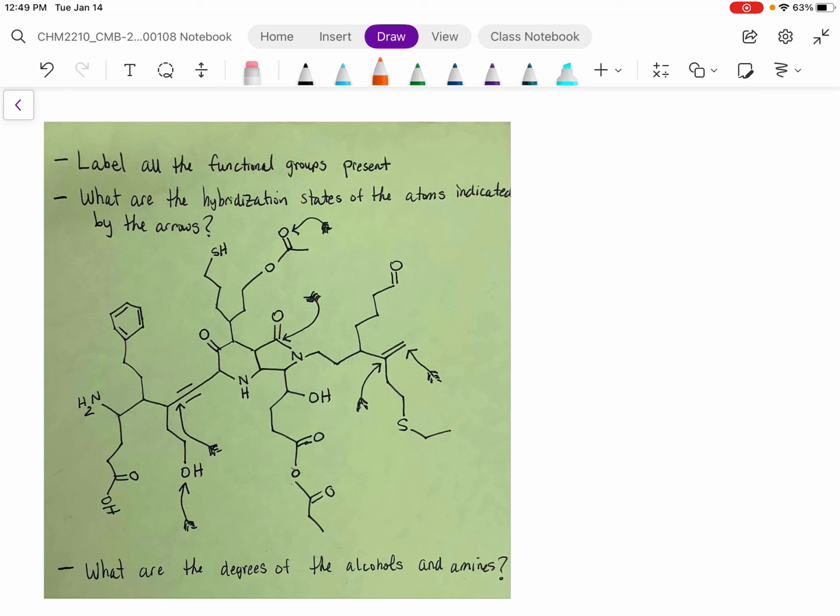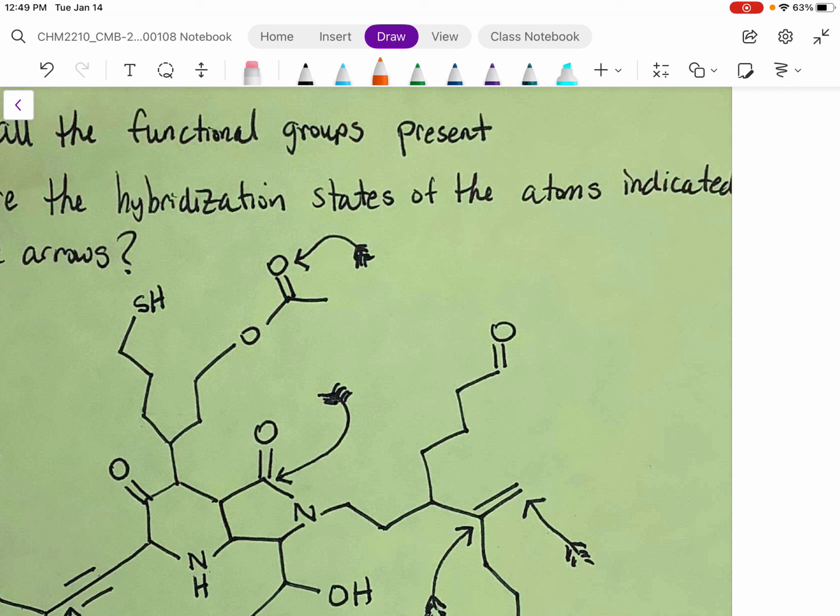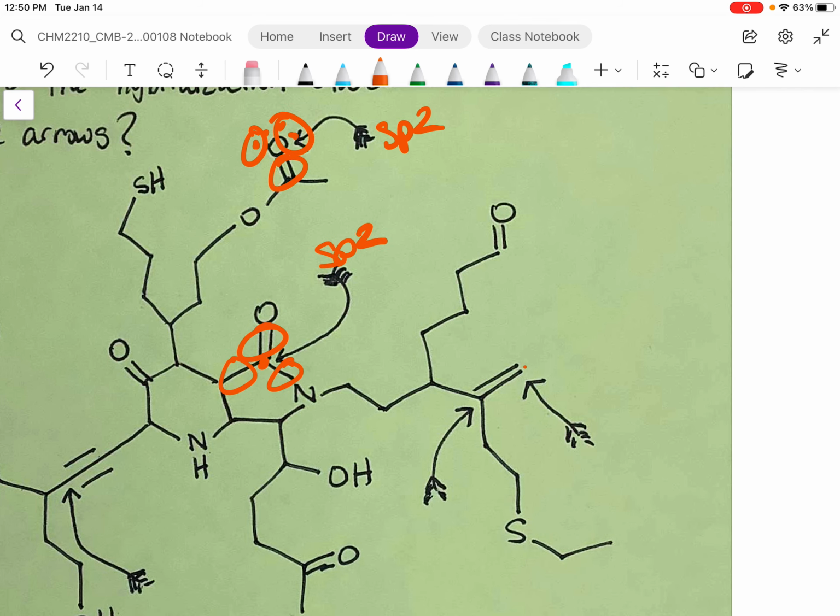Okay, then what are the hybridization states? Let's see, what's the hybridization state of this oxygen right here? sp2, because we have 1, 2, 3 groups around it. That makes it sp2. This carbon right here, how many electron groups are attached to it? 1, 2, 3. So that is sp2. What about this carbon right there?